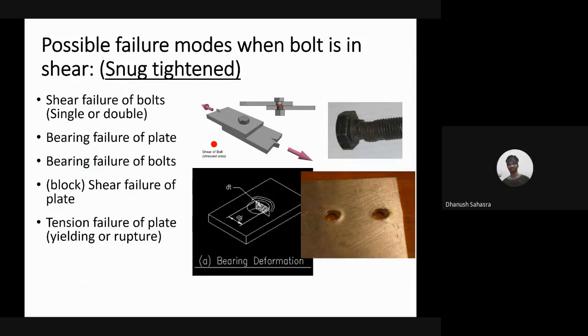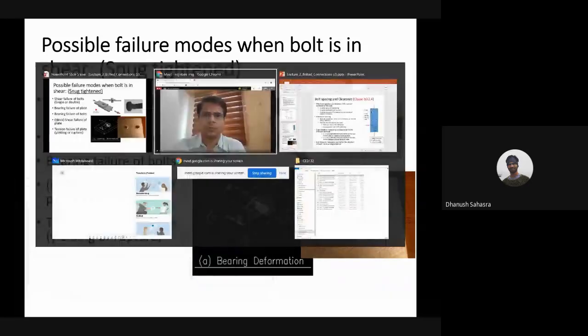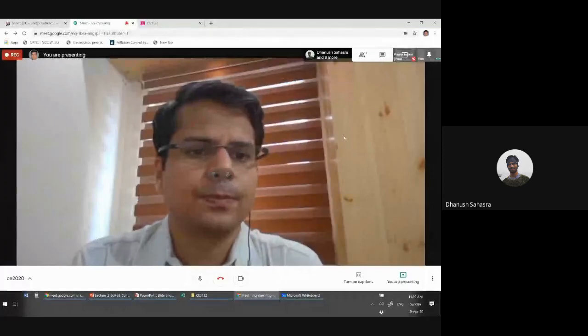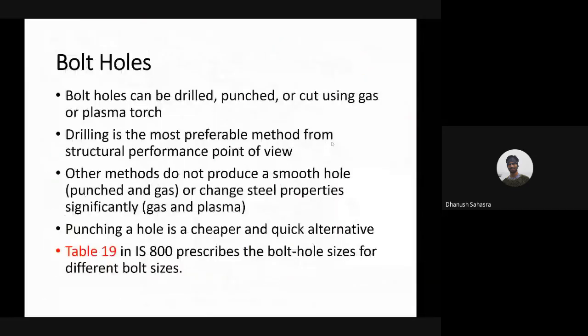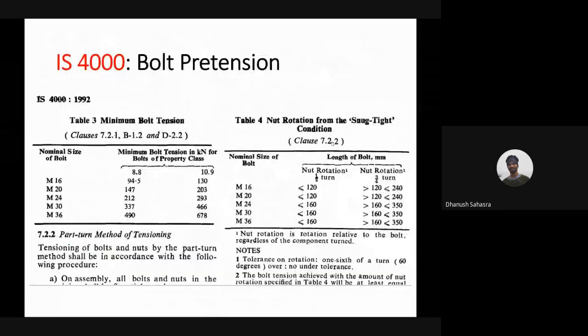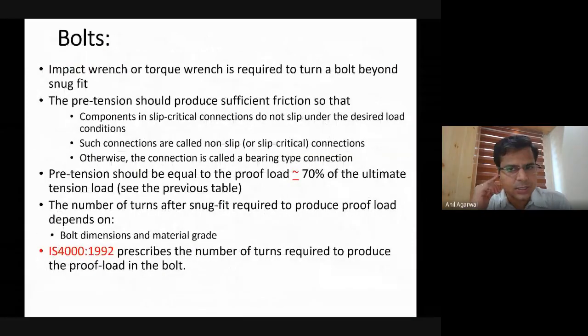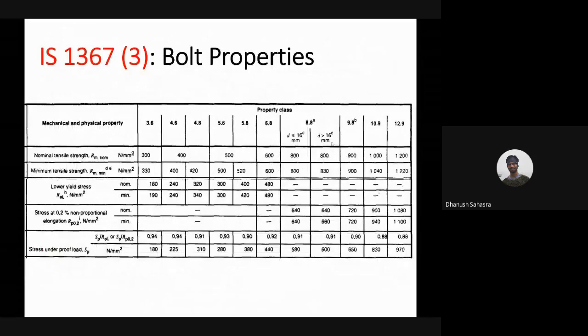Sir, I have a doubt. This is Dhanush. In the bolt properties table, what is the exact significance of the stress under proof load when we have all the other stresses too? Can you repeat? What is the significance of stress under proof load values, because we have other stresses to deal with too.